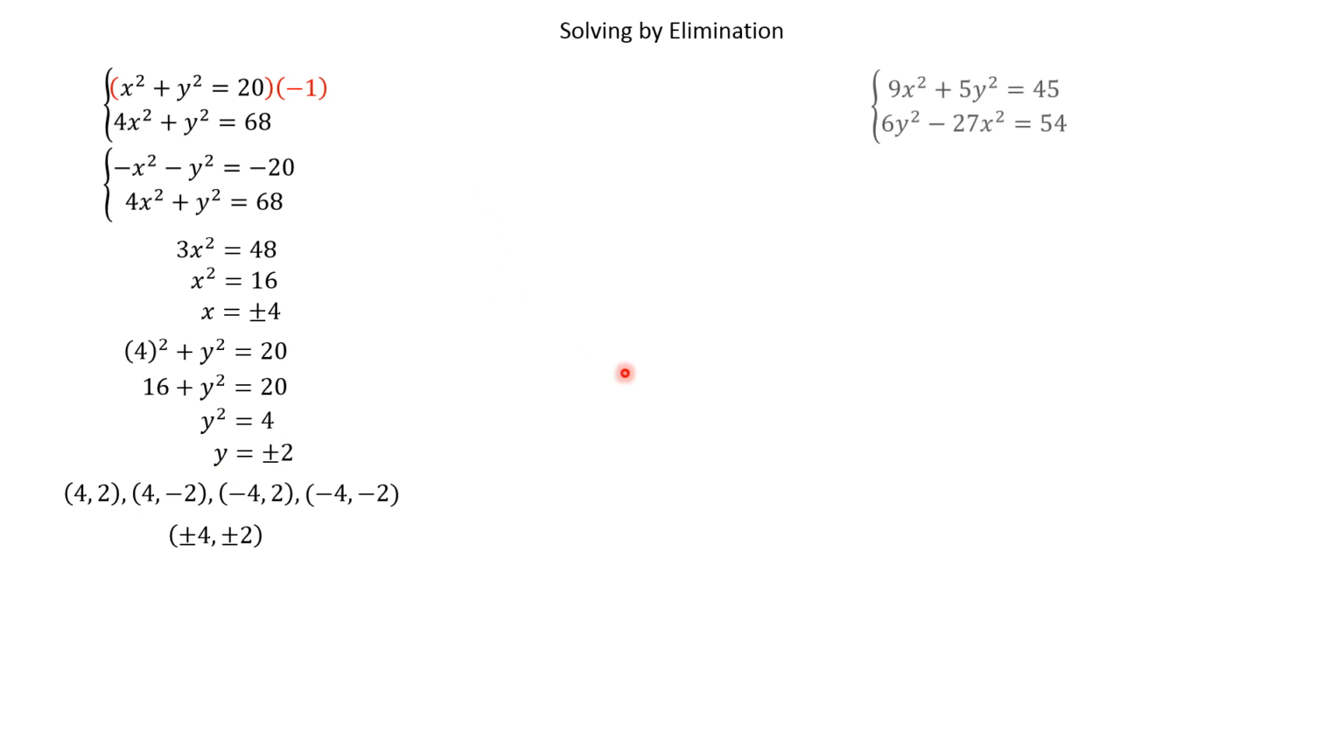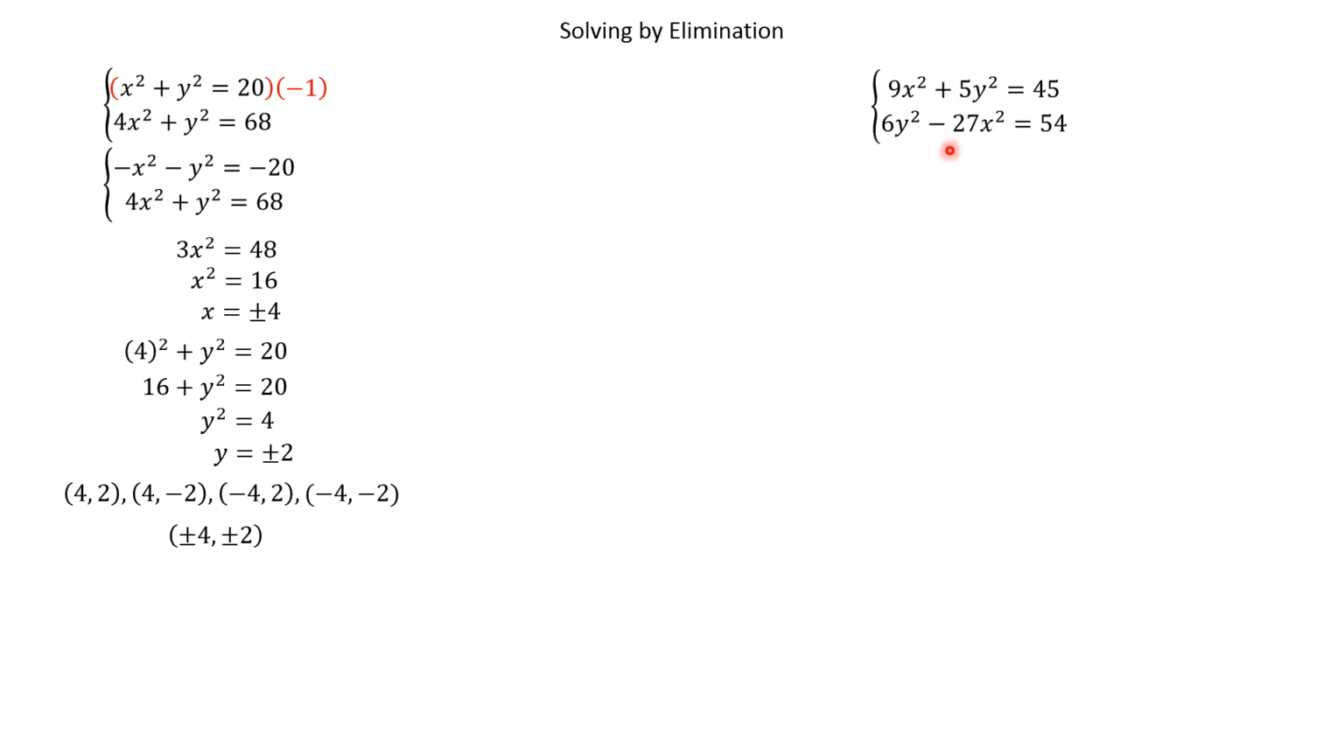All right, let's do one more. 9x squared plus 5y squared equals 45. 6y squared minus 27x squared equals 54. So we just need to make one of our variables the same. And at first look, it looks kind of obnoxious because 9 and 6 and 5 and negative 27.